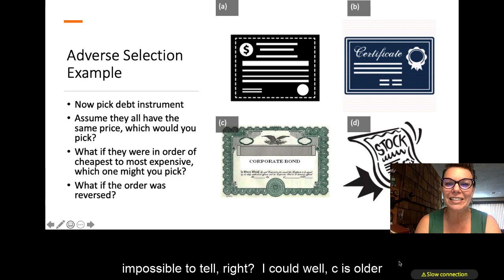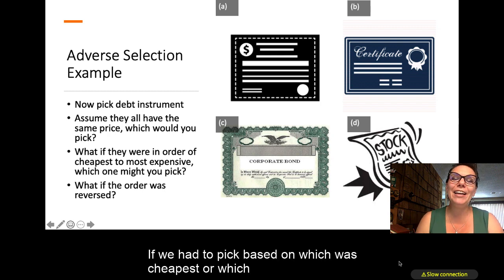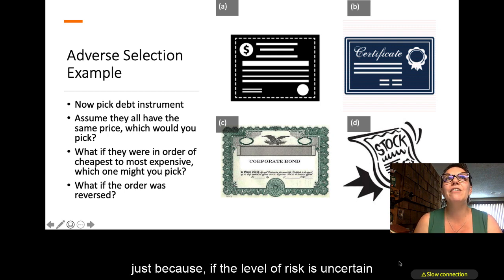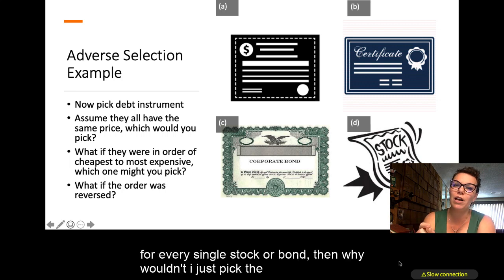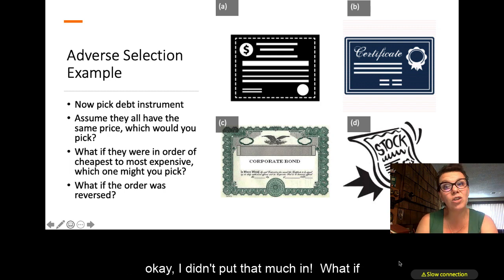I could say, oh, well, C's older, but is that good or bad? If we had to pick based on which was cheapest or which was most expensive, it'd be even trickier, right? Maybe I'd pick the cheapest one, because if the level of risk is uncertain for every single stock or bond, then why wouldn't I just pick the cheapest one? If I get a good return, great. And if I take a loss, okay, I didn't put that much in.